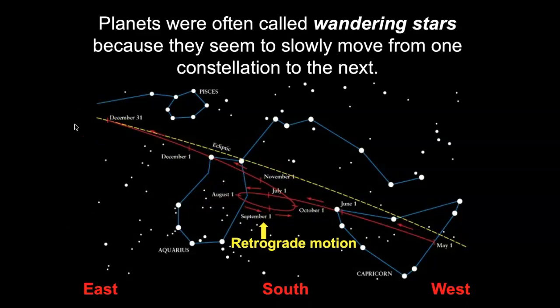They really fine-tuned this idea so that they had a way to predict the motion of planets, even when they would be going backwards. But they never had a good answer as to why. Why do the planets go retrograde? Why don't they circle the Earth eastward every day like the sun does? There was never a good answer as to the why.